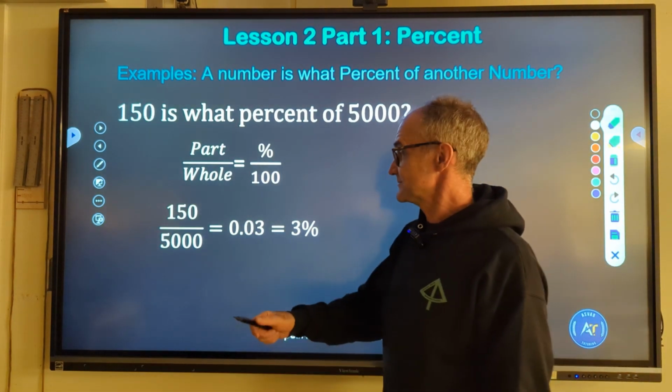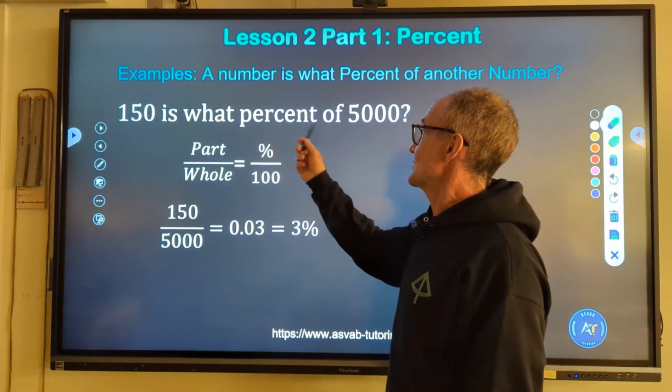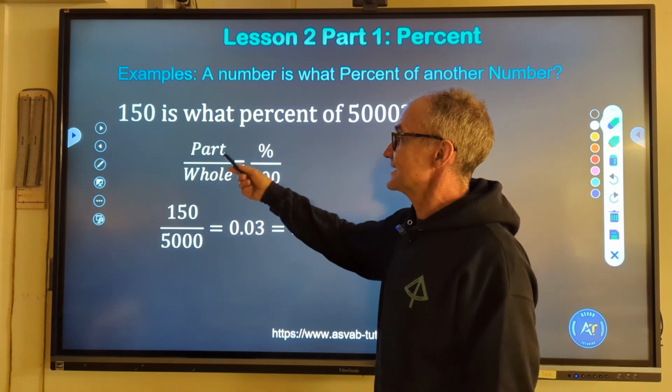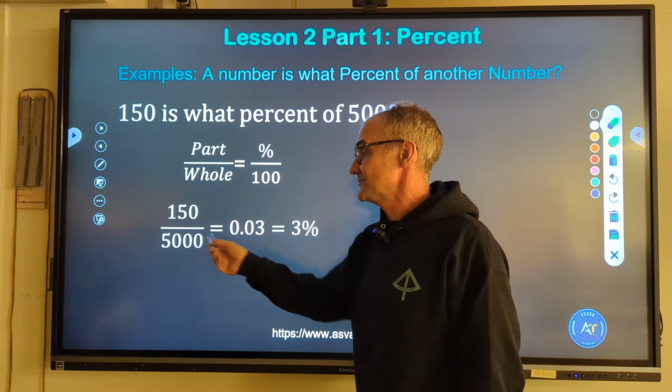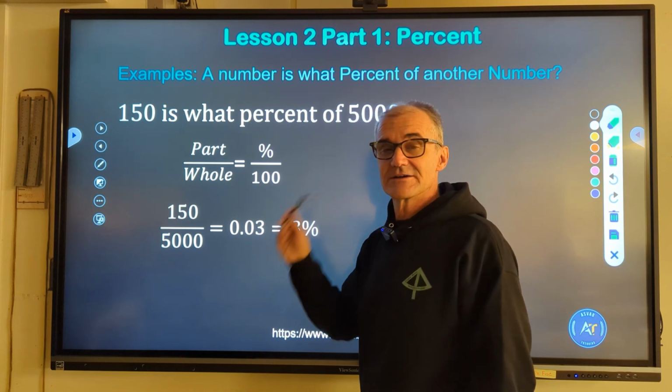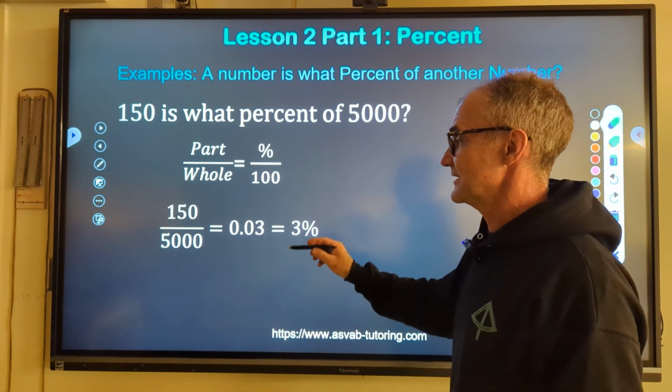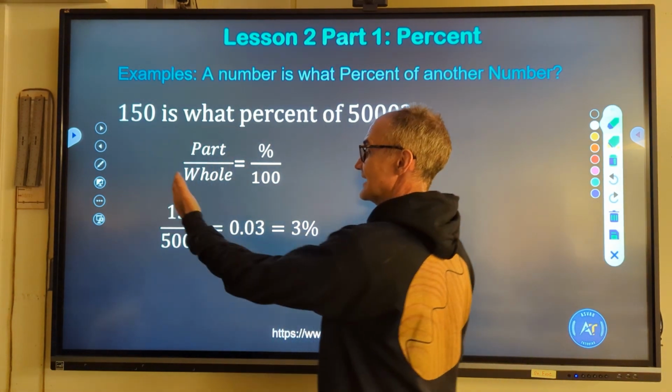Okay, you go ahead and do this one right here. 150 is what percent of 5,000? You set that up as a fraction. 150 is what percent of 5,000? I'll go ahead and do that long division and show you how to do it this way. Remember, this fraction's falling over that way, right?